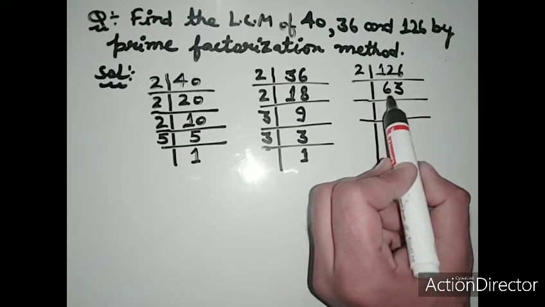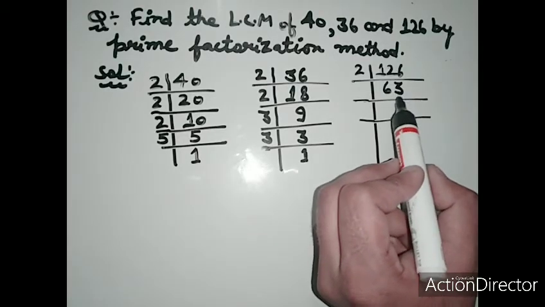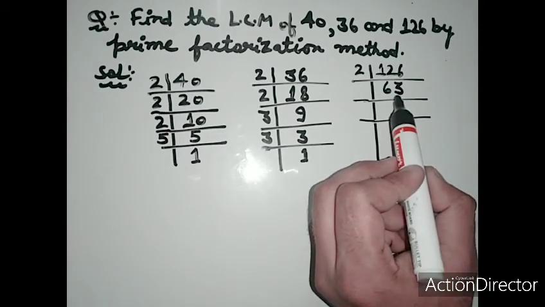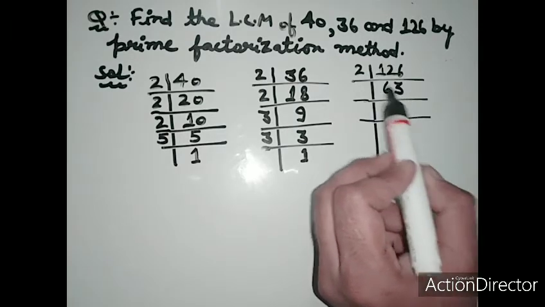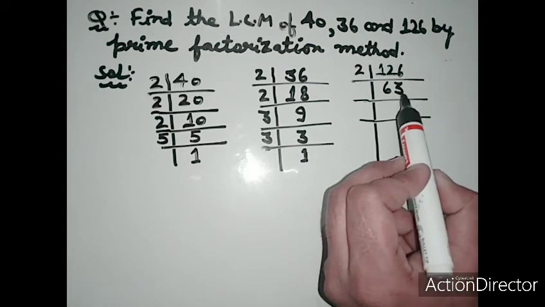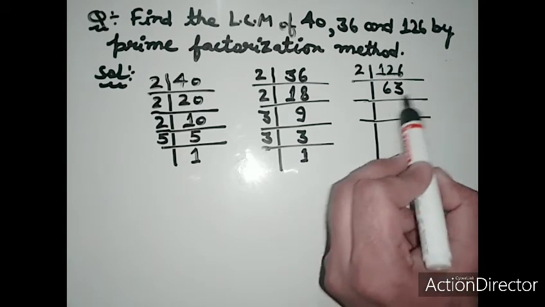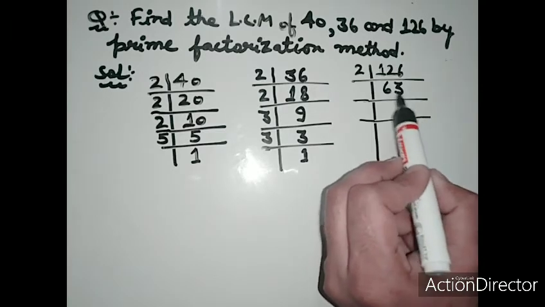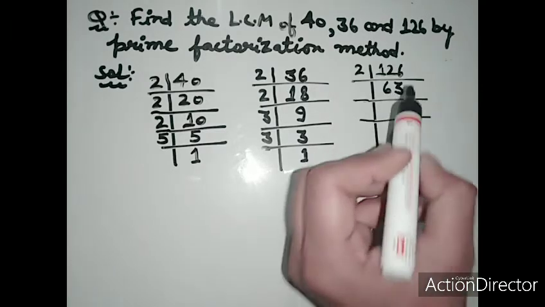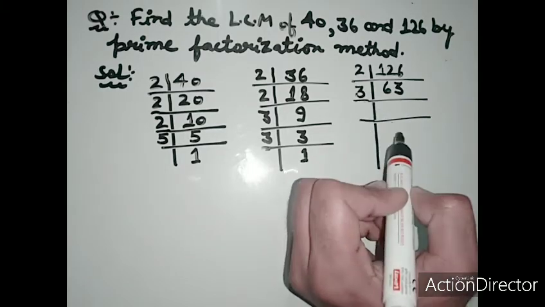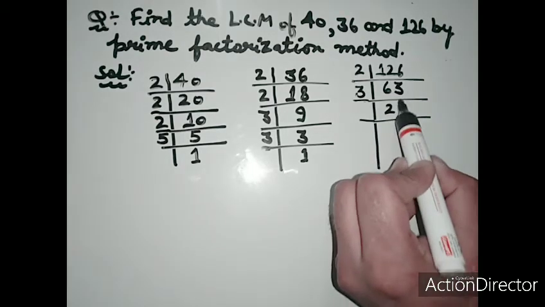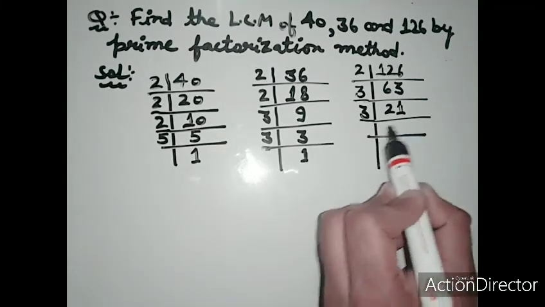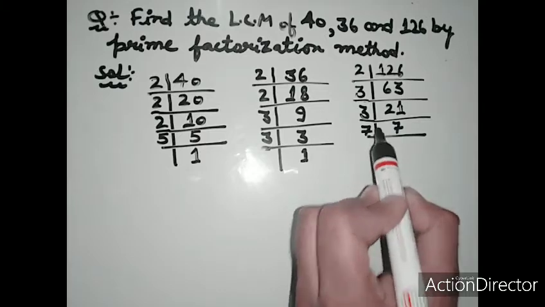Now 63 is not divisible by 2, because you all know the divisibility rule says that if the last digit or unit digit is divisible by 2, then the whole number is divisible by 2. Here it is 3 and 3 is not divisible by 2, so 63 is not divisible by 2. So now 3 2s are 6 and 3 1s are 3, and 21 is also divisible by 3. 3 7s are 21 and 7 1s are 7.